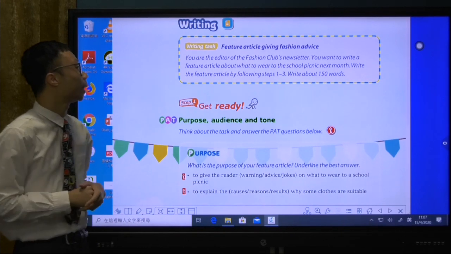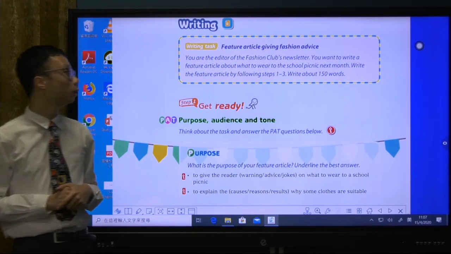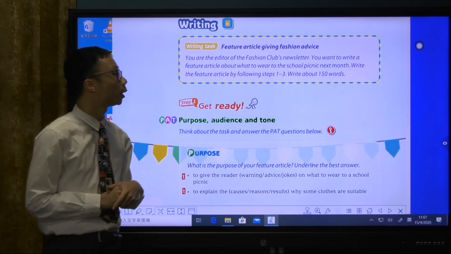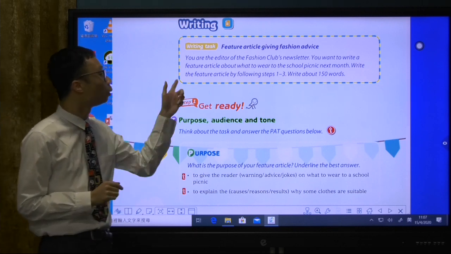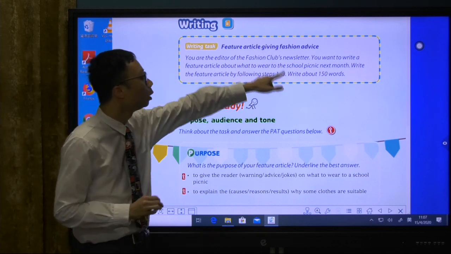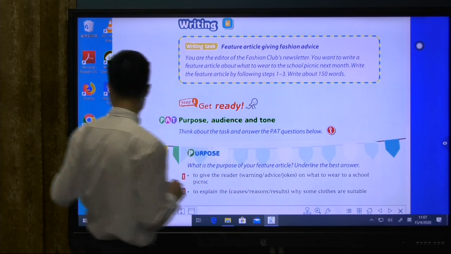You are the editor of the Fashion Club's newsletter. You want to write a feature article about what to wear to the school picnic next month. Write the featured article by following step 1-3, write about 150 words.